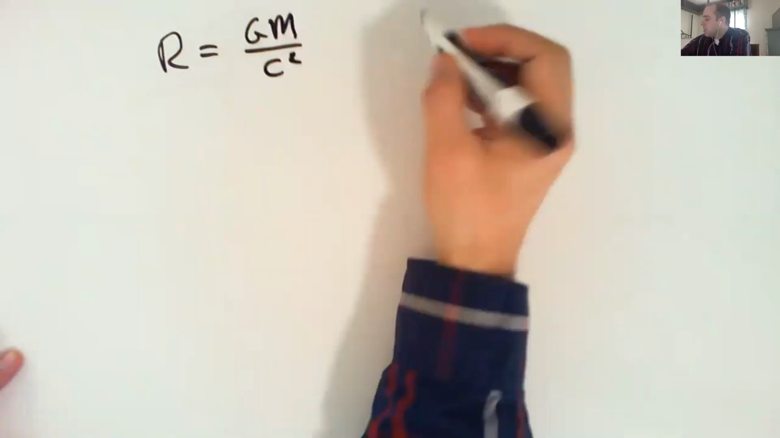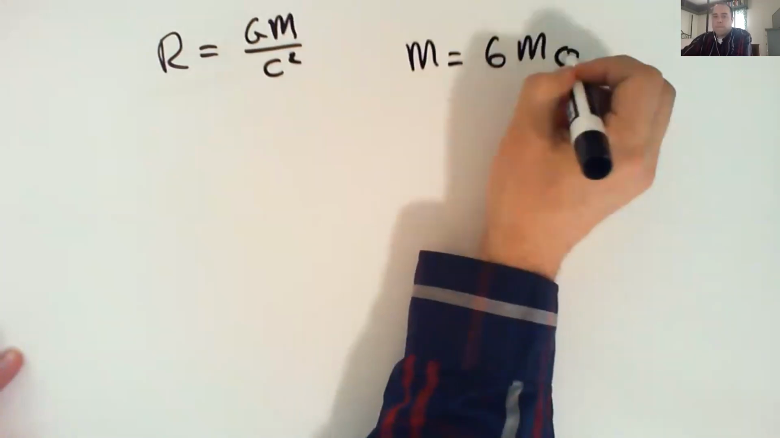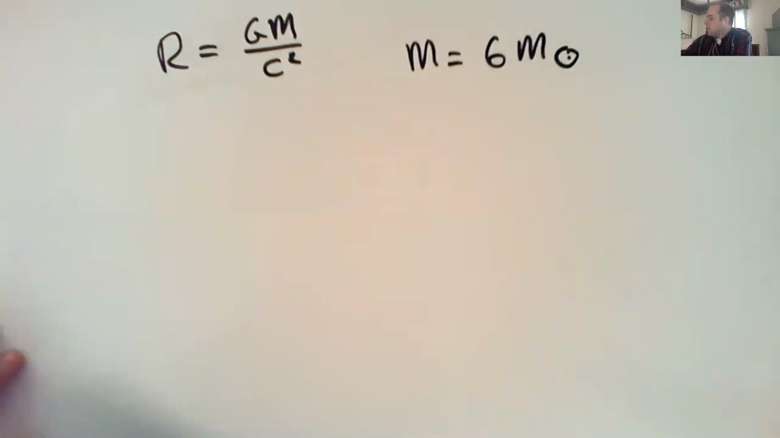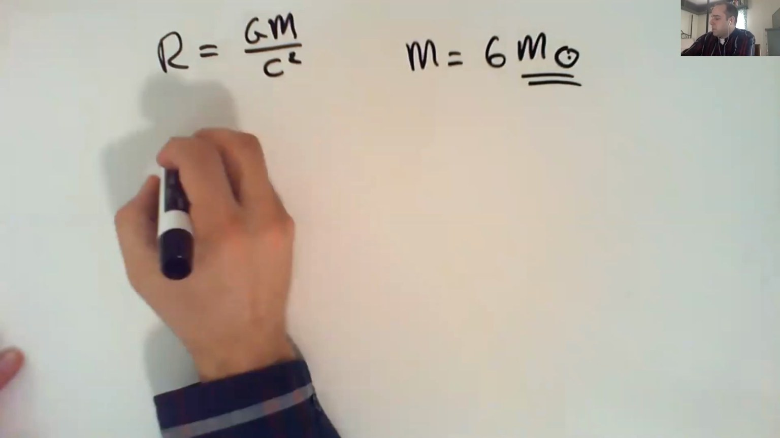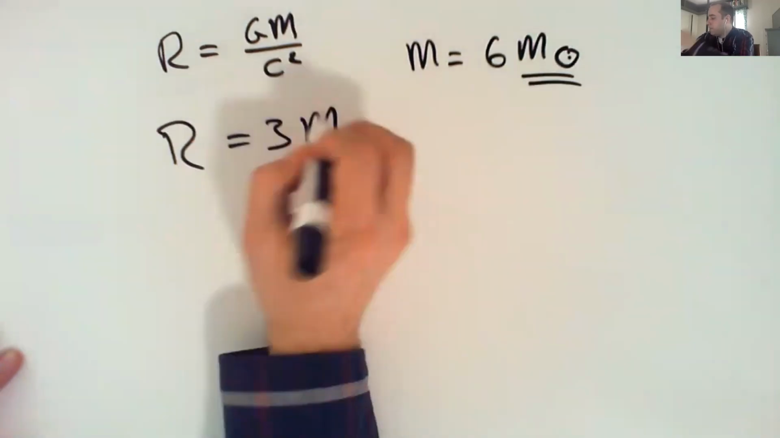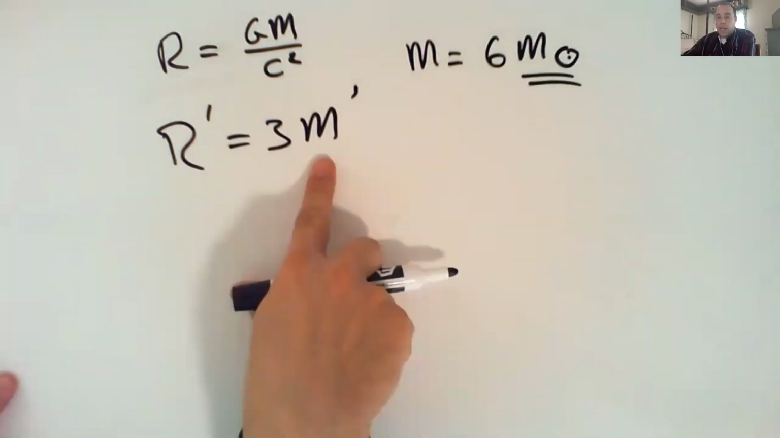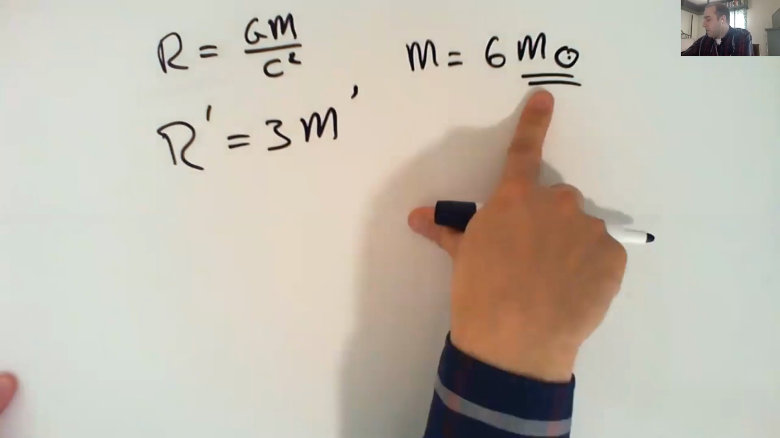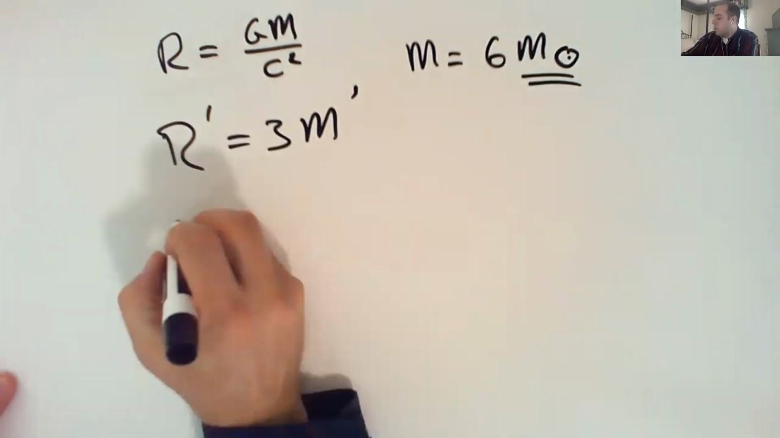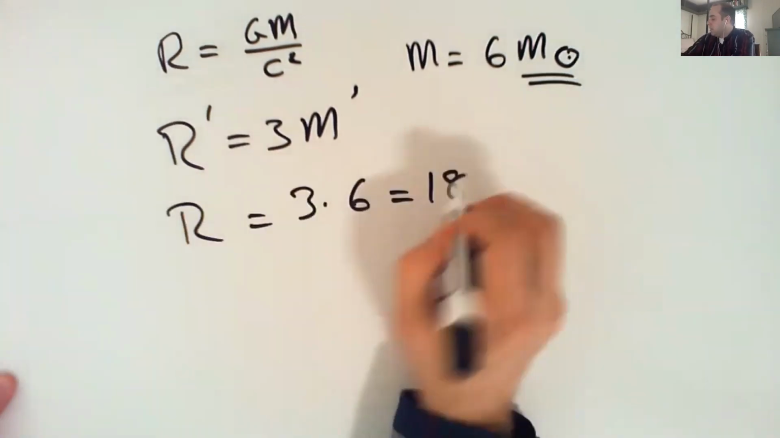But in this case, our mass is 6 solar masses. And if we have solar masses, then we can use the simplified version of the Schwarzschild radius formula, which is just R equals 3M. I usually put a prime there to indicate that this is the special version. But with this version, remember, R is in kilometers and M is in solar masses. And that's exactly what we have here. Plug in solar masses, get out kilometers. So R is 3 times 6, or 18.